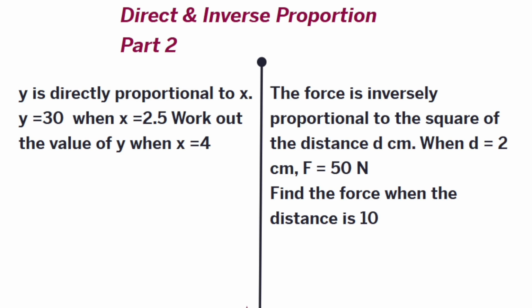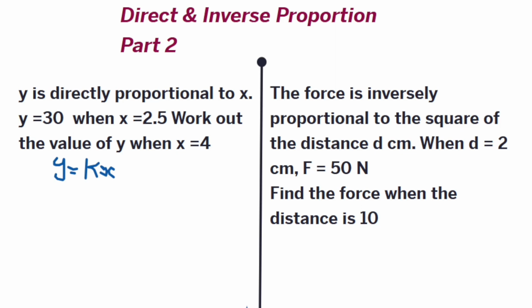Alright, now the first question here. Y is directly proportional to x. Y equals 30 when x equals 2.5. Work out the value of y when x equals 4. Because it's direct, this is how you start: y equals kx.